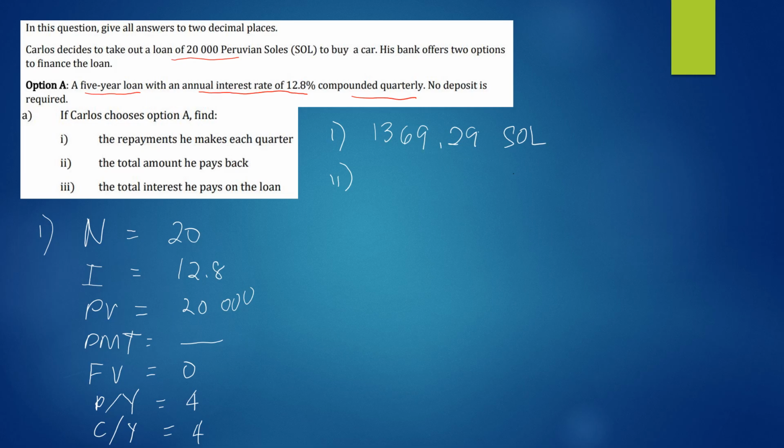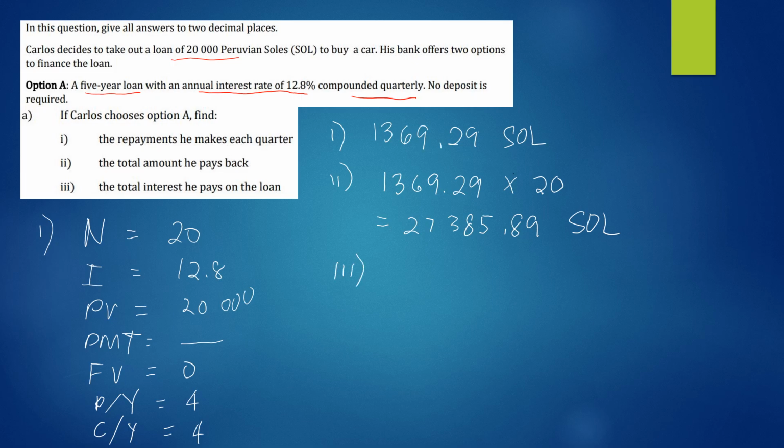For part 2, the total amount he pays back to the bank. So quarterly, Carlos is paying 1369.29. Use the original amount, and then you multiply it by 20 because he paid 20 quarters in total. So this is equal to 27,385.89 Peruvian soles.